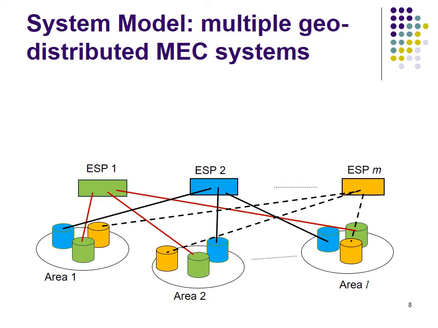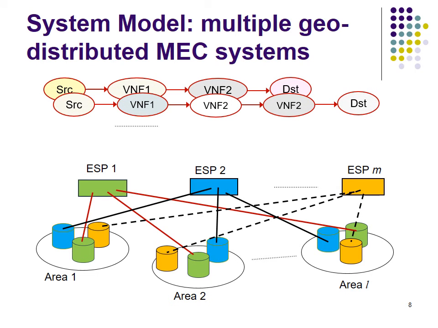We assume multiple edge systems. Here we have edge service providers. Each provider has one MEC server in each area. We also assume multiple service chains. So the problem is how to deploy these service chains into these edge systems.